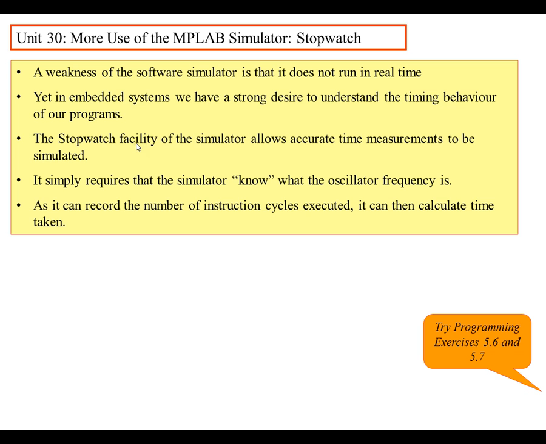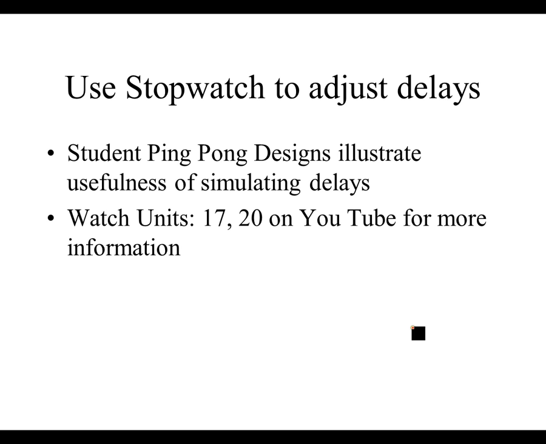So the stopwatch facility of the simulator allows accurate time measurements to be simulated. It simply requires that the simulator know what the oscillator frequency is, and I'll explain a little bit about how we set that oscillator frequency. As it can record a number of instruction cycles, it can then calculate the time taken. So this is going to be exercises 5.6 and 5.7 that we'll go over. You can use the stopwatch feature to adjust your delays in your design.